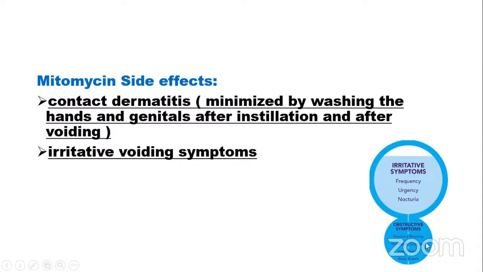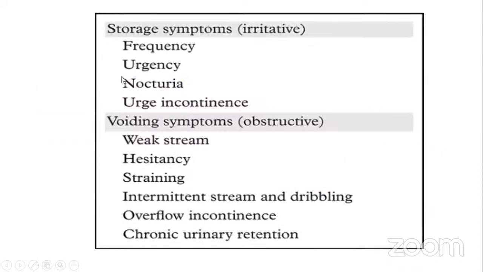Obstructive symptoms like hesitancy, incomplete emptying, intermittency, and weak stream. This is called obstructive symptom. But with mitomycin, the common irritative symptoms are frequency, urgency, nocturia, and urge incontinence. Obstructive symptoms are not common with this.